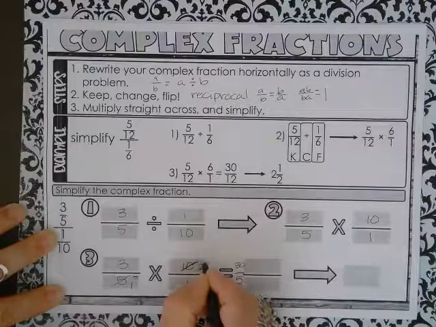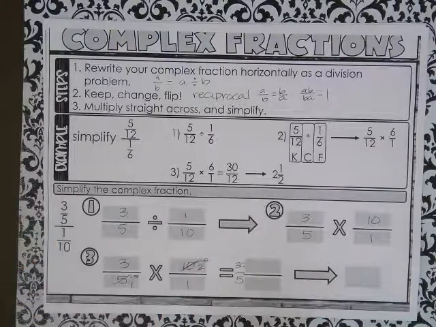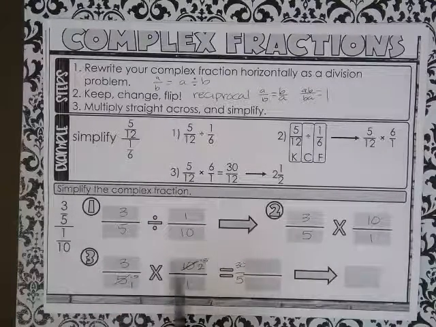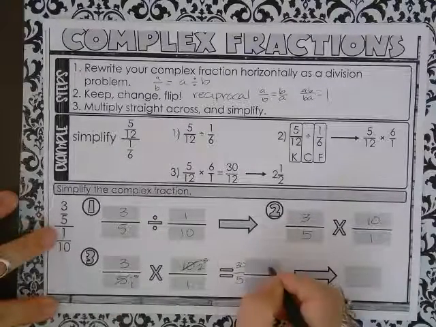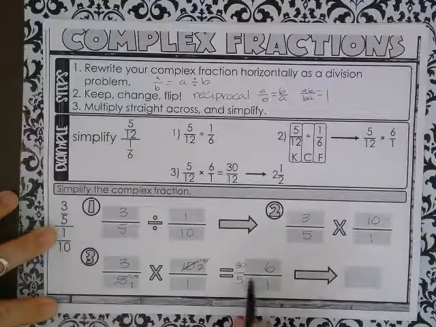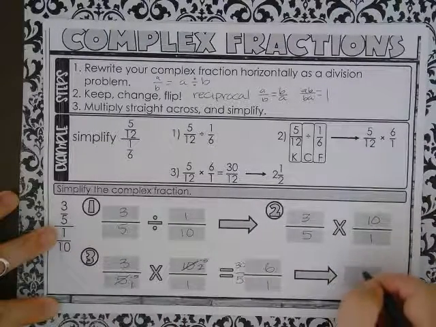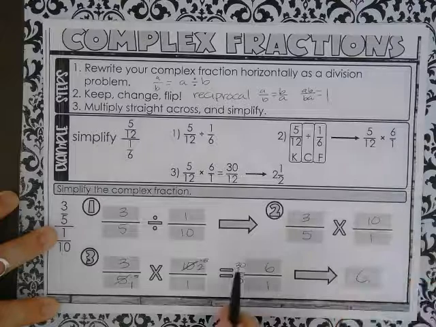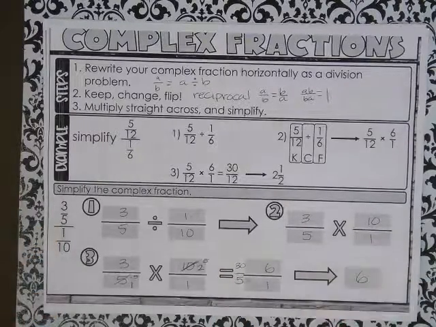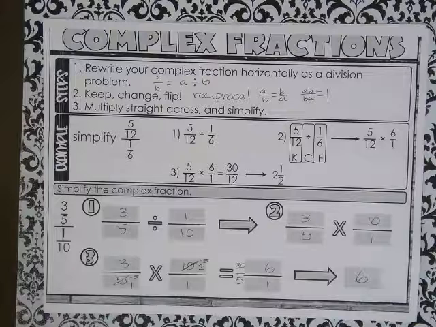And again, I don't know what level of complexity you guys got last year with it being online, so I just want to show you. Now I can do 3 times 2, which is 6, and 1 times 1, which is 1. Well, both of these simplify to 6. 6 over 1 is 6, but 30 divided by 5 is also 6. So you can see there's two different ways to do it.